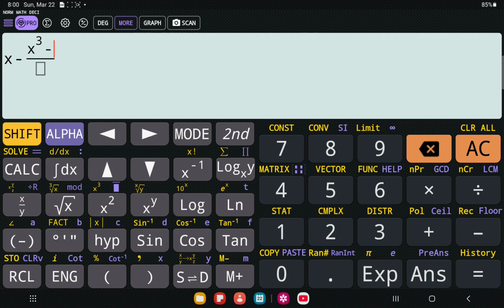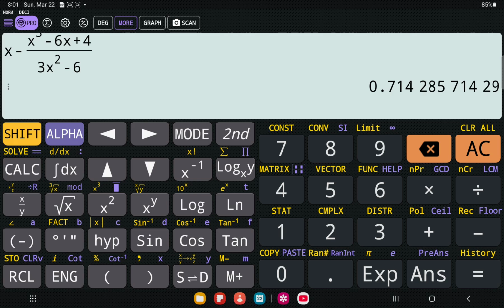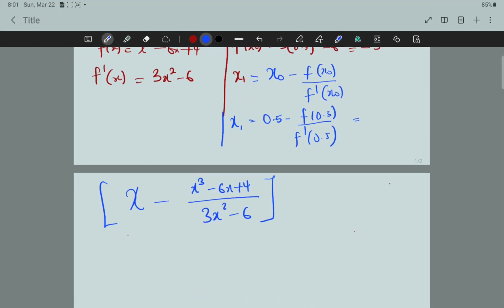Okay, minus 6x plus 4. That's the equation itself. And so the differential of the equation will stay down. 3 alpha x squared, right? Minus 6. Now that you have done this, then you now calc at 0.5. You know our x0 was 0.5. Calc at 0.5. You're going to be having what? 0.7142.